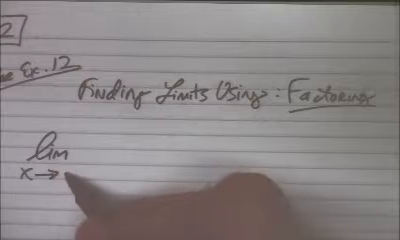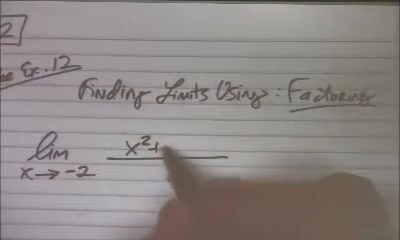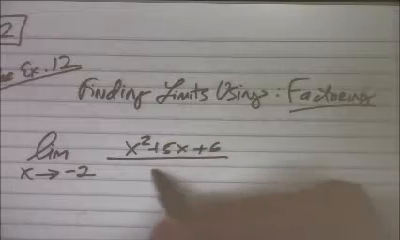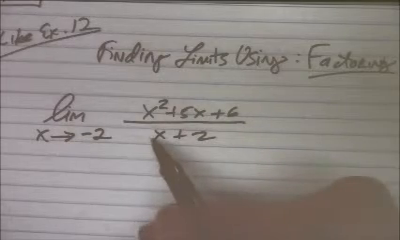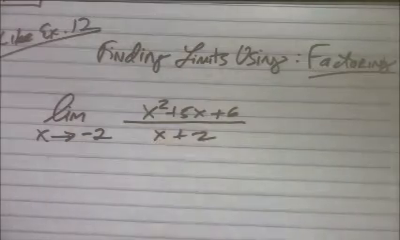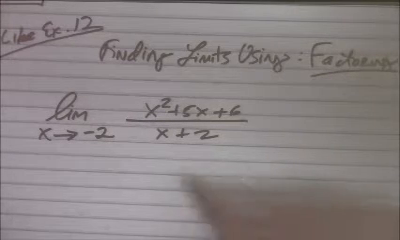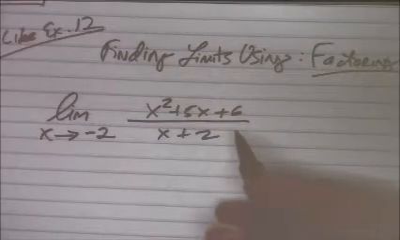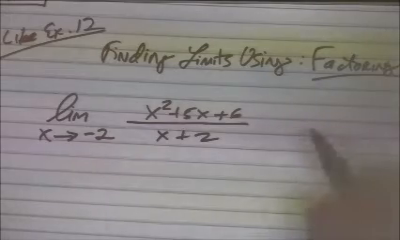Limit x approaches -2 of x squared plus 5x plus 6 over x plus 2. We can't just simply put -2 in here like examples 1 through 11 pretty much do, because it's going to be divided by 0. So therefore, you're stuck. Can't do it. But you know you're factoring. So this becomes really easy as soon as you factor and cancel it out.